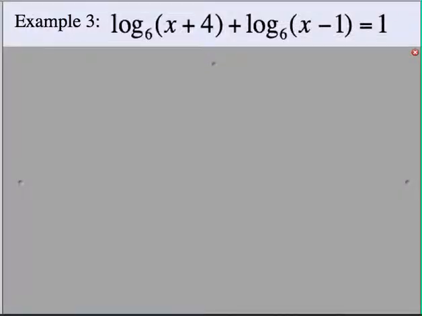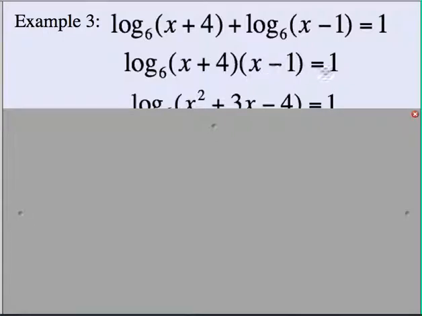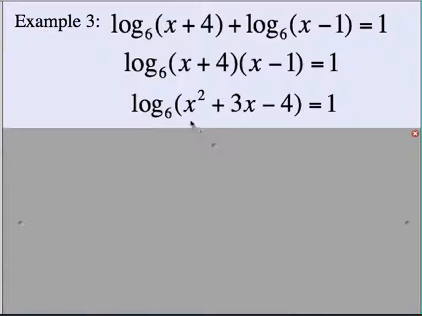And I left off with solving logarithmic equations by converting to exponential form, and this is our third example. So we have log base 6 of x plus 4 plus log base 6 of x minus 1 equals 1. Well, the first thing I need to do is combine my logarithms, and since we're adding here, I can multiply them. So I'd get log base 6 of (x plus 4)(x minus 1) equals 1. FOIL those through, and then you'll get log base 6 of x squared plus 3x minus 4 equals 1.